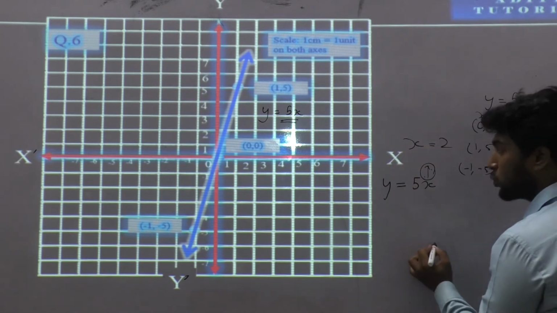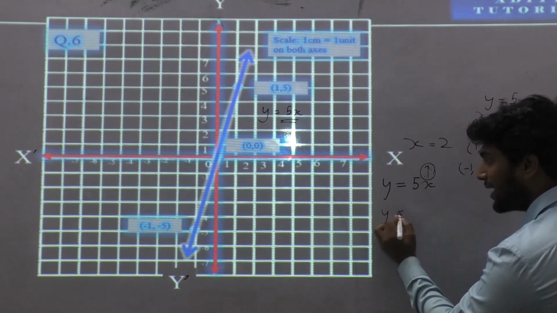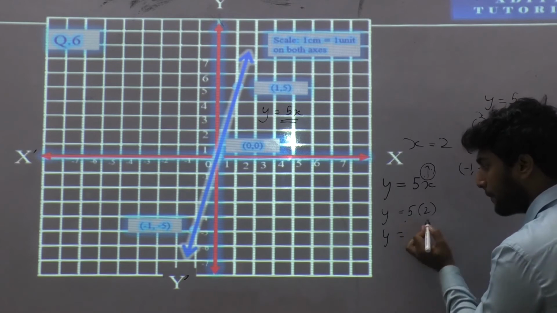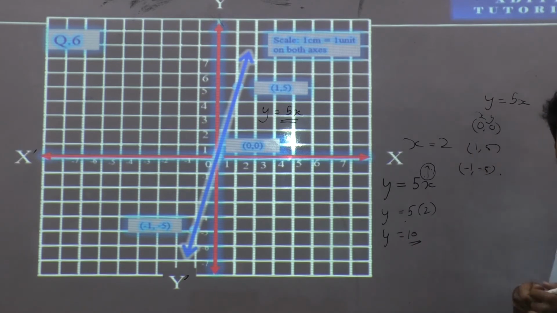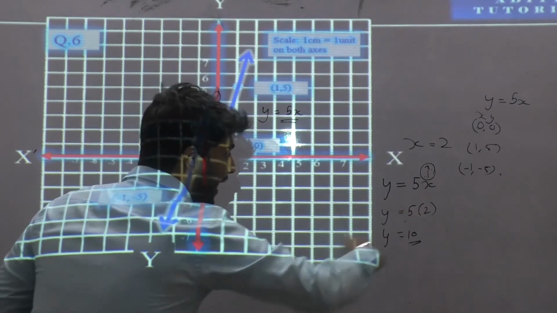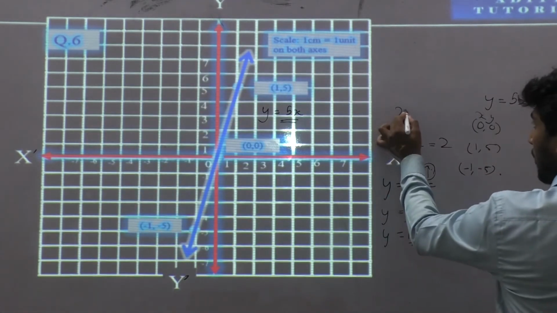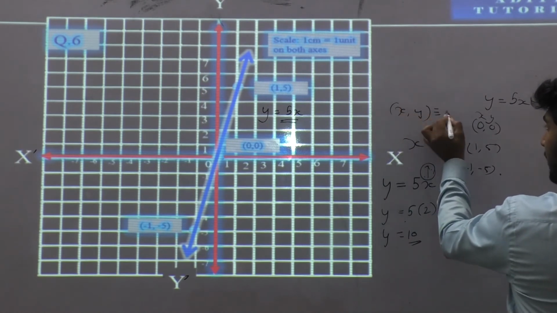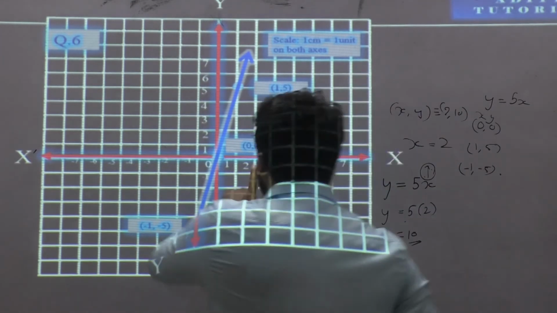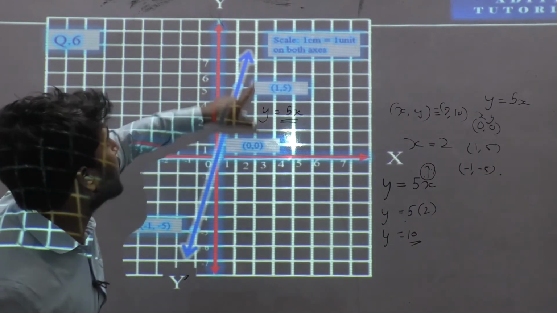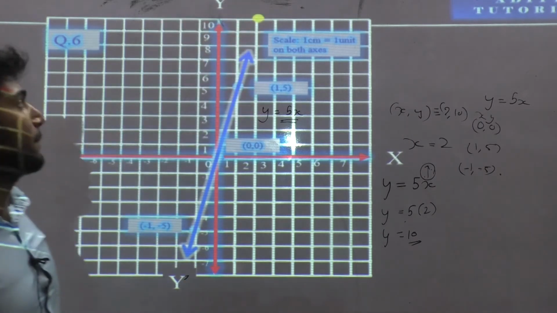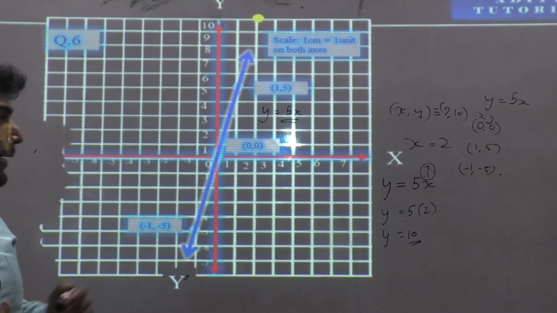When x is equal to 2, we get y is equal to 5 into 2, that is y is equal to 10. So on the graph, our point will be, it's 2 on the x-axis. The coordinate is x comma y, right? So the coordinate will be: what is the value of x? 2. And what is the value of y? 10. It's 2 on the x-axis and 10 on the y-axis, somewhere over here. It's 8, 9, 10, somewhere over here. Okay. Understood?